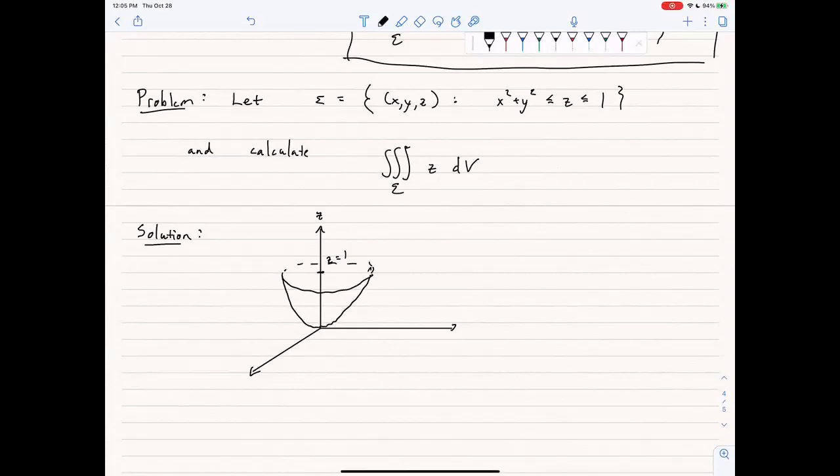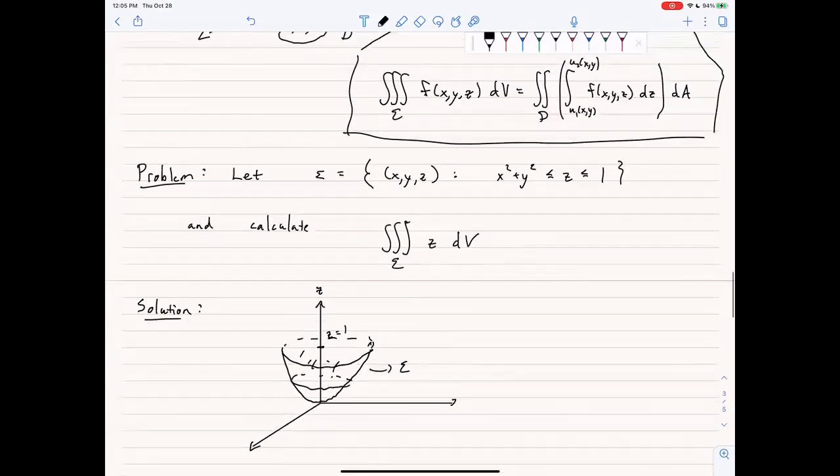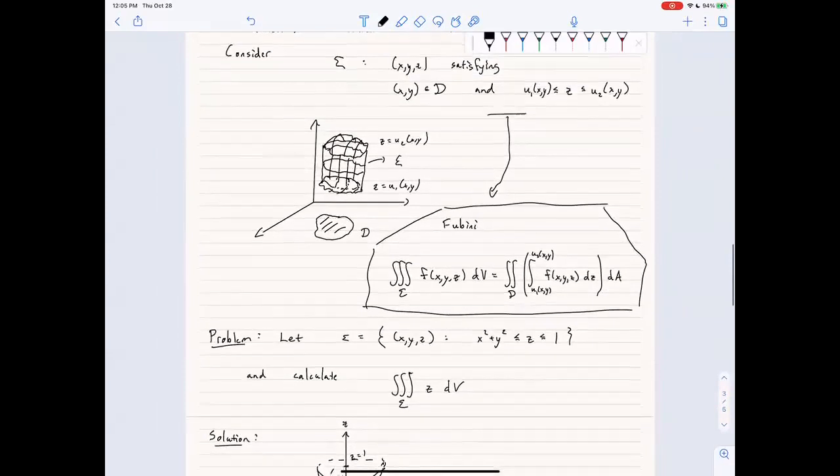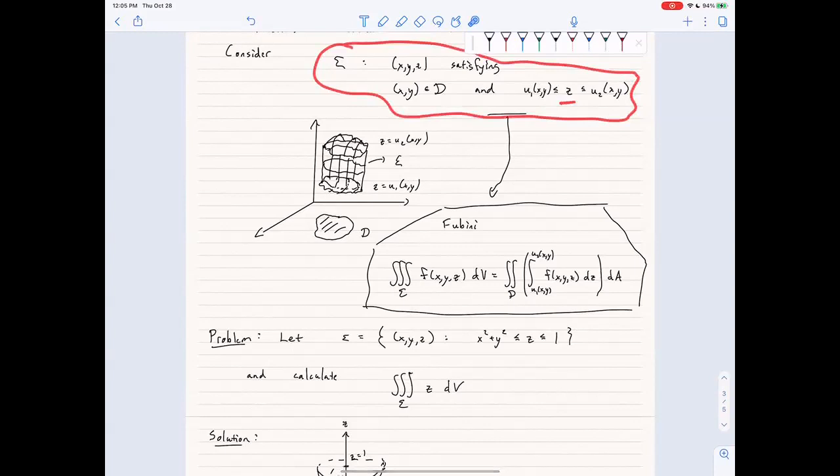So if z is less than 1, but z is greater than the graph of this paraboloid, then we're stuck in this region. This is our region E. Now, is this a region that looks like the one up here? The answer is yes. We've got z trapped between two functions. The first function, u2, is the constant function 1, and u1 is the function x squared plus y squared.